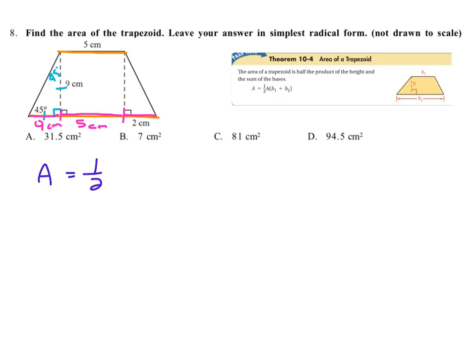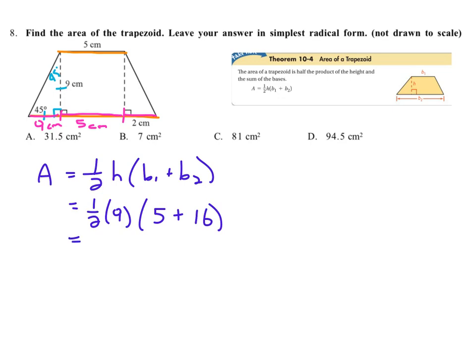Area is equal to 1/2 the height times base 1 plus base 2. Let's fill in what we know. 1/2 times the height, which is 9, times base 1 plus base 2. Base 1 is 5. Base 2 is the sum of all of those orange sections, or all of those pink sections. 9 plus 5 plus 2 is 16.